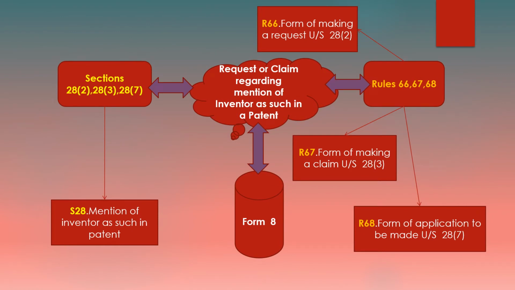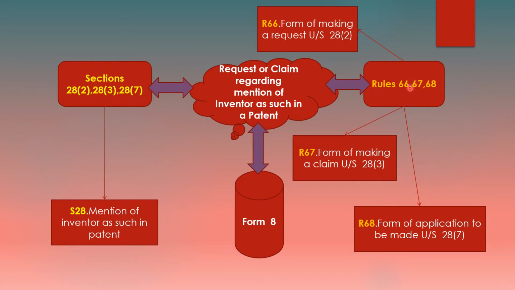Now, again, an old slide from the first lecture. Let us refresh our memory. Here, the form is Form number 8, whose title is Request or Claim Regarding Mention of Inventor as Such in a Patent. The relevant section is Section 28, with its subsections such as 28 subsection 2, Section 28 subsection 3 and Section 28 subsection 7. As a whole, Section 28 is mentioned here, that is, mention of inventor as such in patent. Fine.